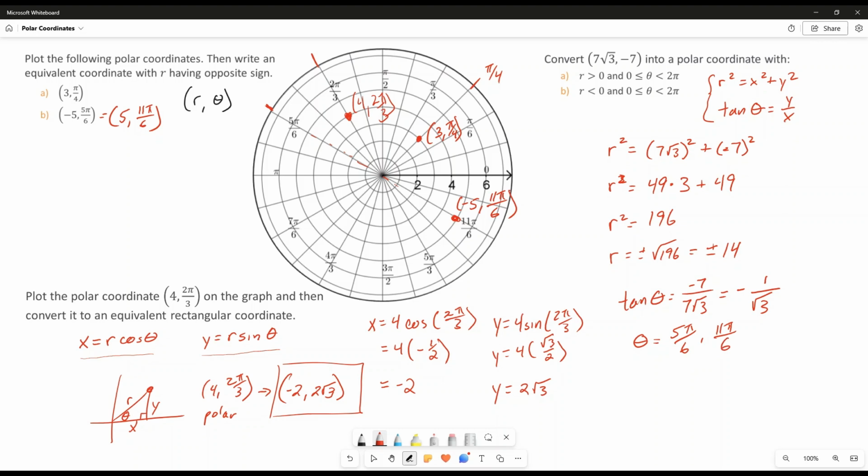So I have two possible values for r, a positive 14 or a negative 14. And I also have two possible values for theta, the 5 pi over 6 and the 11 pi over 6. Okay, so how do we match those together? Okay, so let's go back to our original point. We know it's 7 square root of 3, so positive x value, comma, negative 7, which is a negative y value.